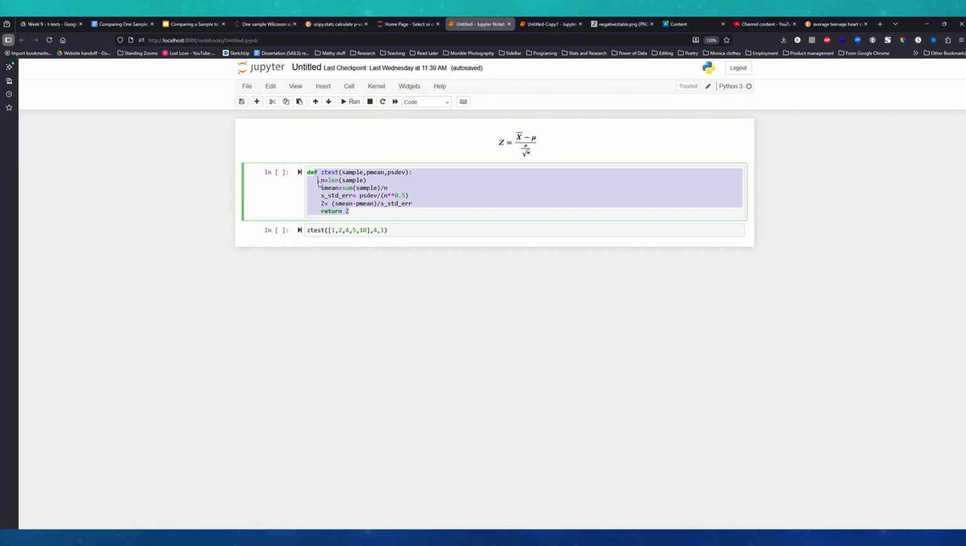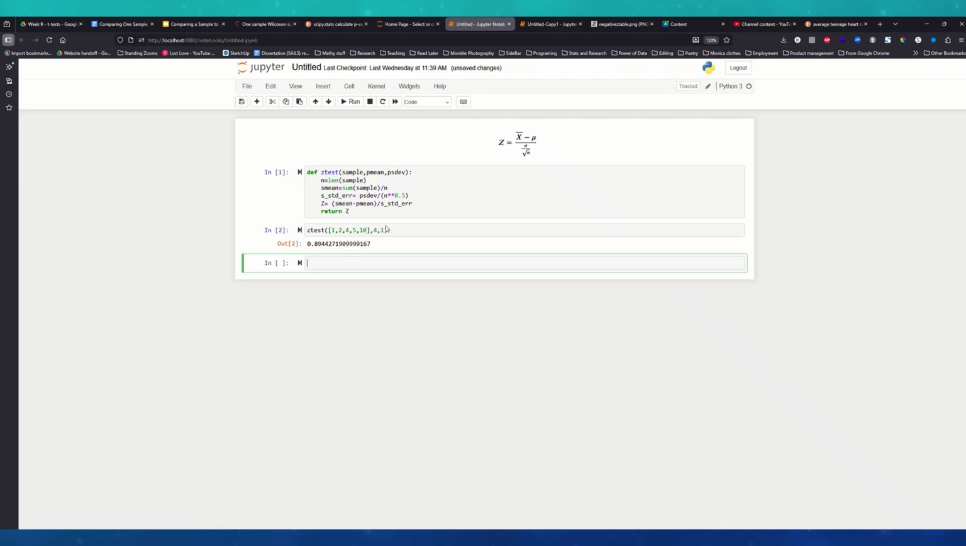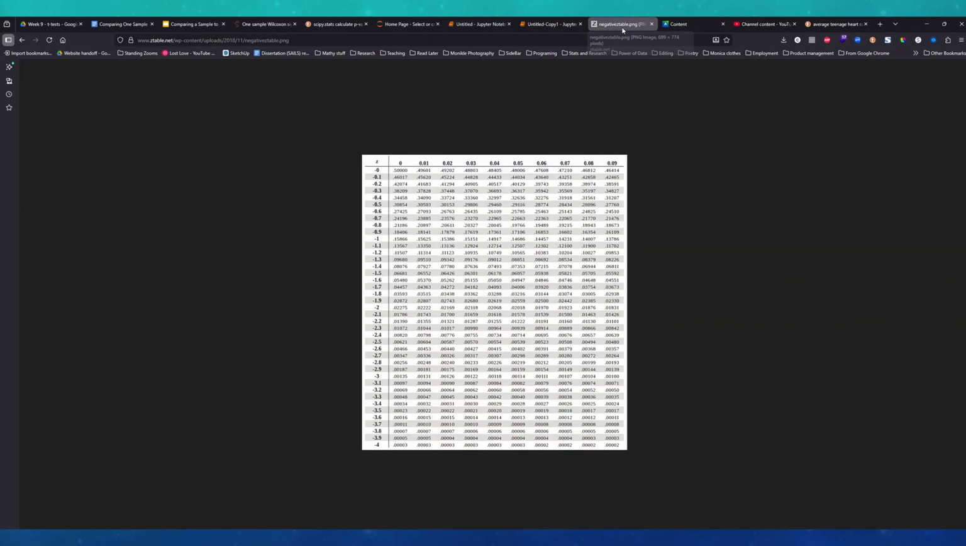It's figuring out what n is, what the sample mean is, and what the standard error is, and then it divides the difference between the sample mean and the population mean by the standard error, and it gives us back the result. And so if we give it a sample where we have values 1, 2, 4, 5, and 10, and we tell it that the population mean is 4, and the population standard deviation is 1, the z that it calculates is 0.894.